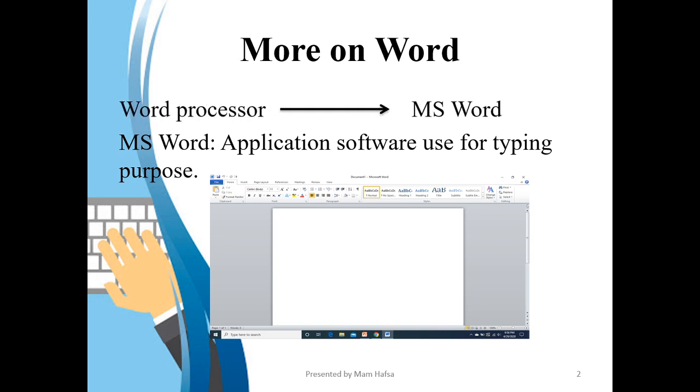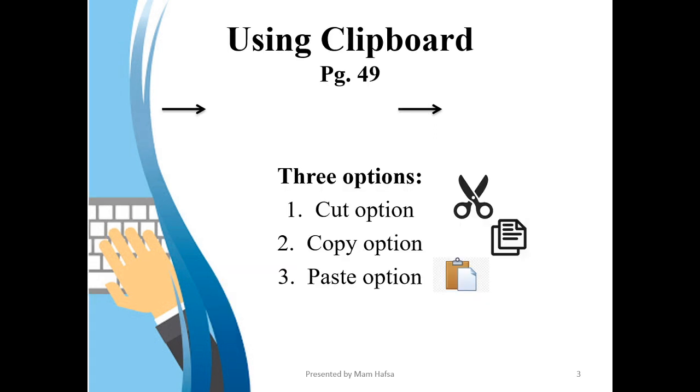Now the first feature that we will study is using the clipboard that is given on page 49. This feature enables the user to paste different text segments at different places in the same or another document. As you can see, there are three options in the clipboard, that is, cut option, copy option, and paste option. You can access clipboard group by clicking on Home tab.